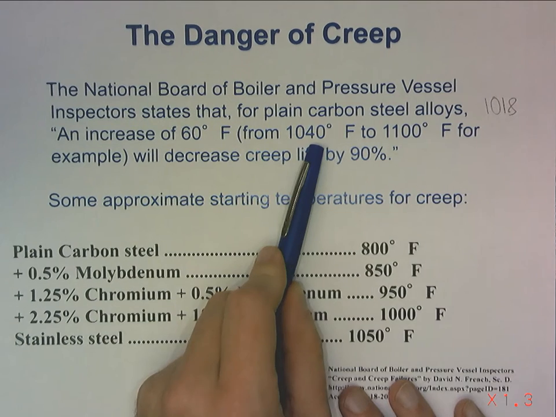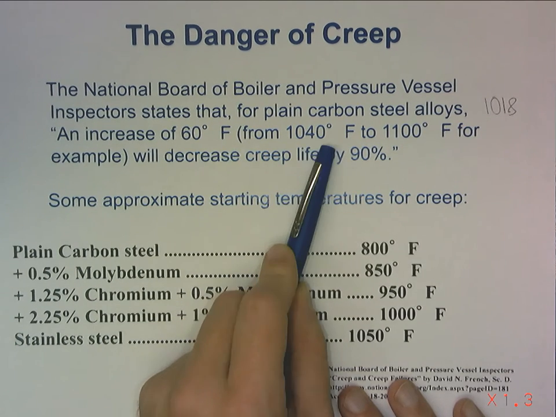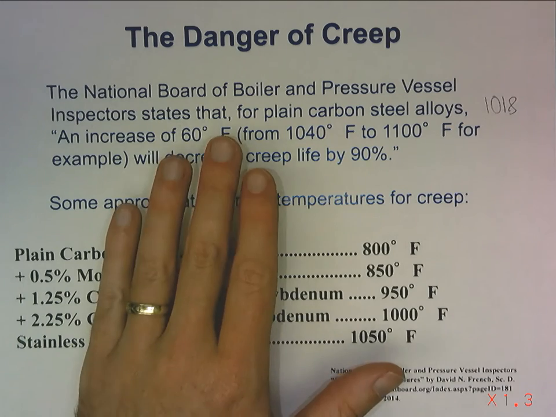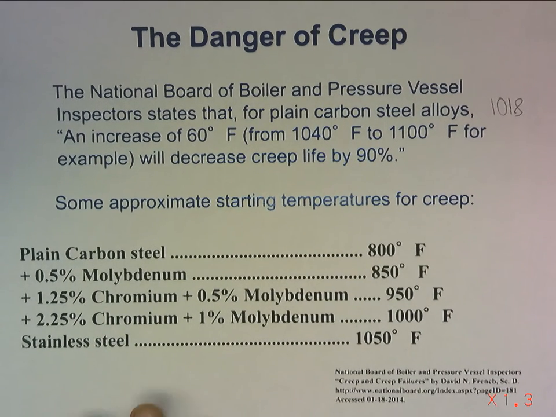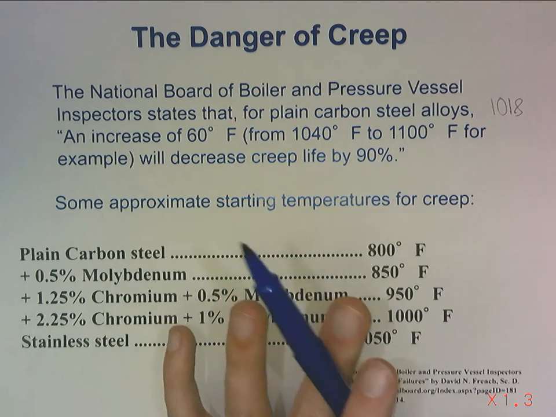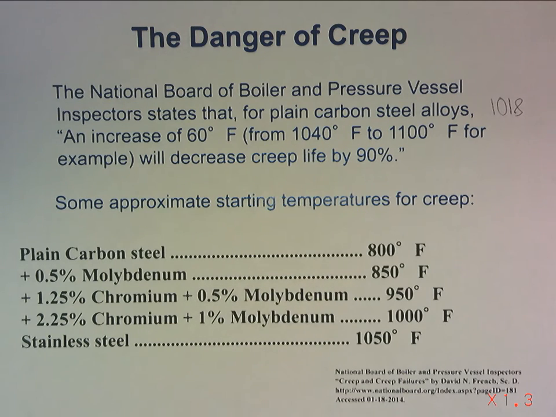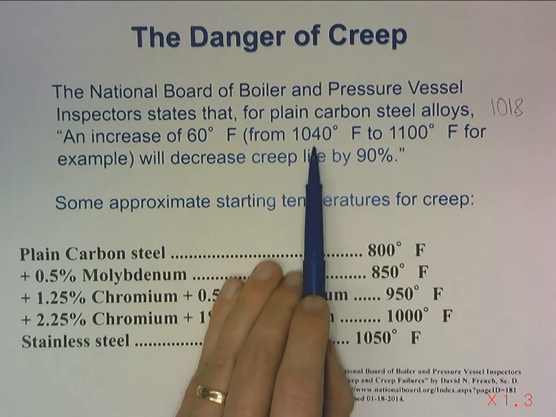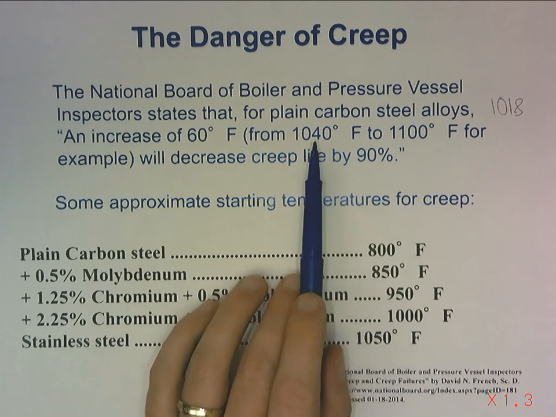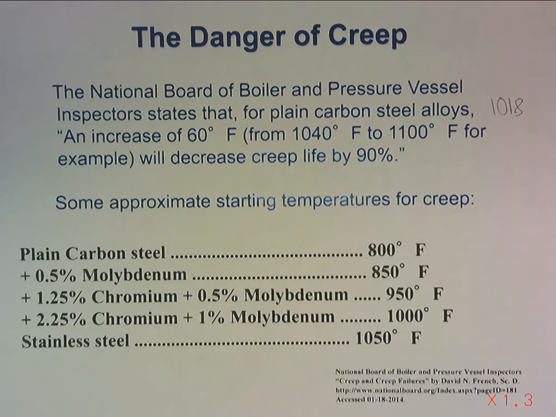Increasing 60 degrees, specifically from 1040 Fahrenheit to 1100 Fahrenheit, will decrease creep life, that's the life of your part before it fails, specifically in this case like a pressure vessel, by 90%. So right there is your area where you're crossing that threshold of somewhere around 40%. We're a little over 40% in temperature when we're here for melting temperature. But very specifically right there, we're really crossing a threshold where creep speeds up.